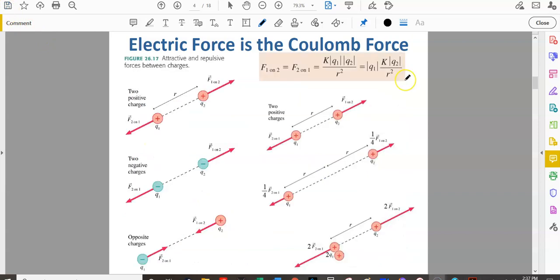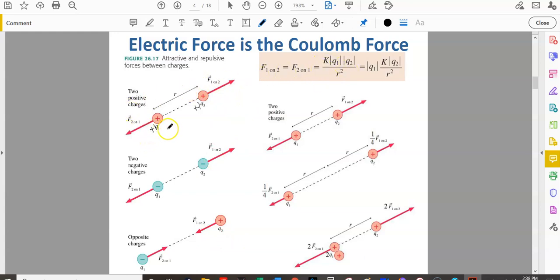So let's talk about the Coulomb force. If you have two positives working on each other, just one positive Q and another positive Q, they're going to repel each other with an equal and opposite force, and that is this force right here. Again, you put absolute values around the charges because they aren't responsible for the direction of the force. What's responsible is whether they're attracted or repelled.